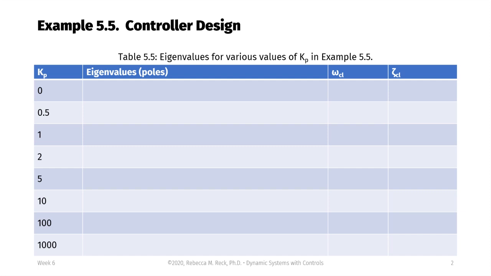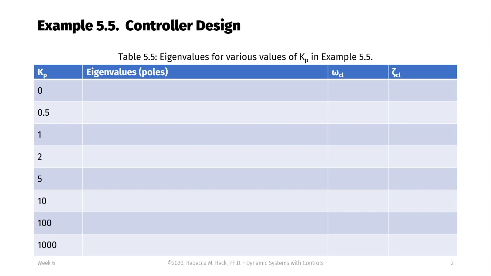On this slide, we're going to take the equations that we derived for our closed loop system on the previous slide and see what happens to those values as we change Kp. We're going to calculate the closed loop poles or eigenvalues, closed loop natural frequency, and closed loop damping ratio for each of the values of Kp in this table.